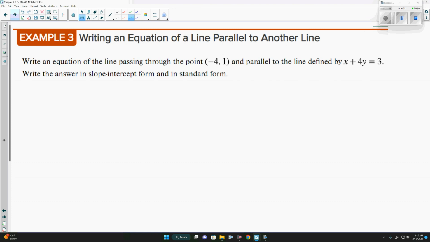Write an equation of the lines passing through the point negative 4, 1 and parallel to the line defined by x plus 4y equals 3. Write the answer in slope-intercept form and in standard form. So standard form is this here. Standard form is our ax plus by equals c. Slope-intercept form is our y equals mx plus b.